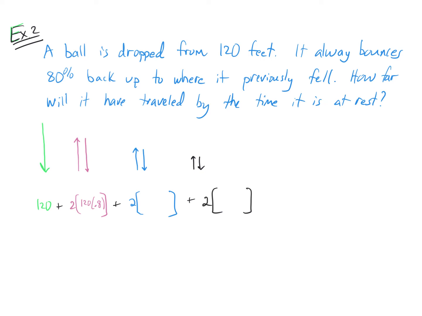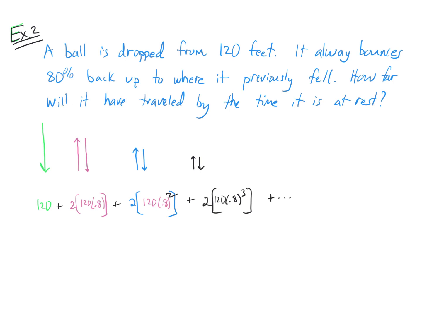The blue distance is 80% of the previous fall. So what is 80% of this number? We're just talking about inside the brackets. So that's going to be what that number was. But we have to take 80% of that. So when you multiply that by 80%, we will be raising that to the second power. And then the black distance will be the blue distance, which is 120 times 80% to the second power, but we have to multiply that by 80%, so that's going to be to the third power.